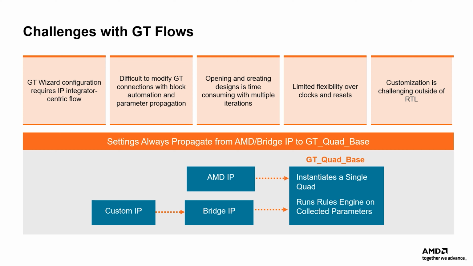Transitioning to an RTL-centric approach can effectively address these challenges. This shift would provide direct granular control, reduce unnecessary overhead, enhance flexibility, and offer a faster, more efficient way to access the GTs in Versal Adaptive SoCs.